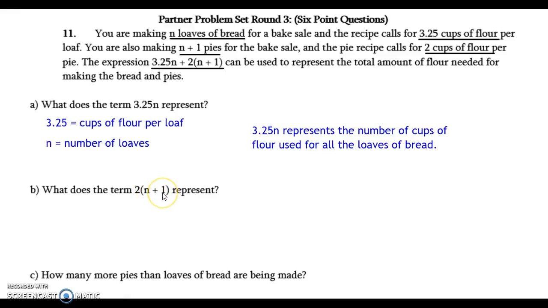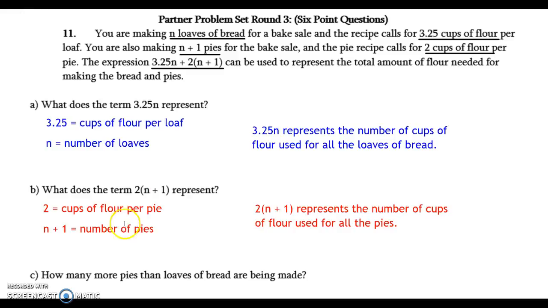What does the term 2 times n plus 1 represent? This n plus 1 is the number of pies. The 2 is the number of cups of flour per pie. So when we multiply those two together, we're going to get something very similar to letter A. So you can see that 2 is the number of cups of flour, n plus 1 is the number of pies. 2 times n plus 1 represents the number of cups of flour used for all the pies.